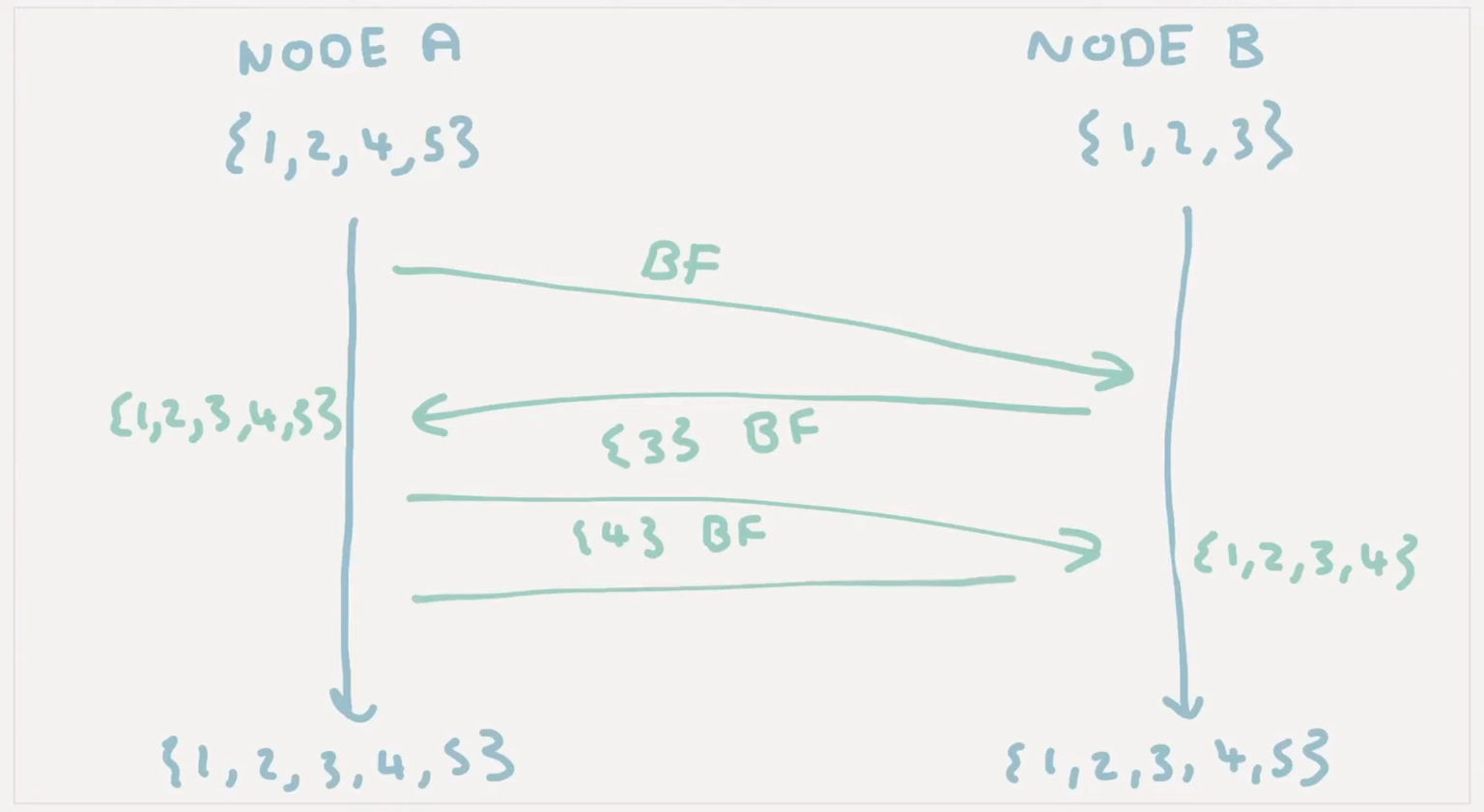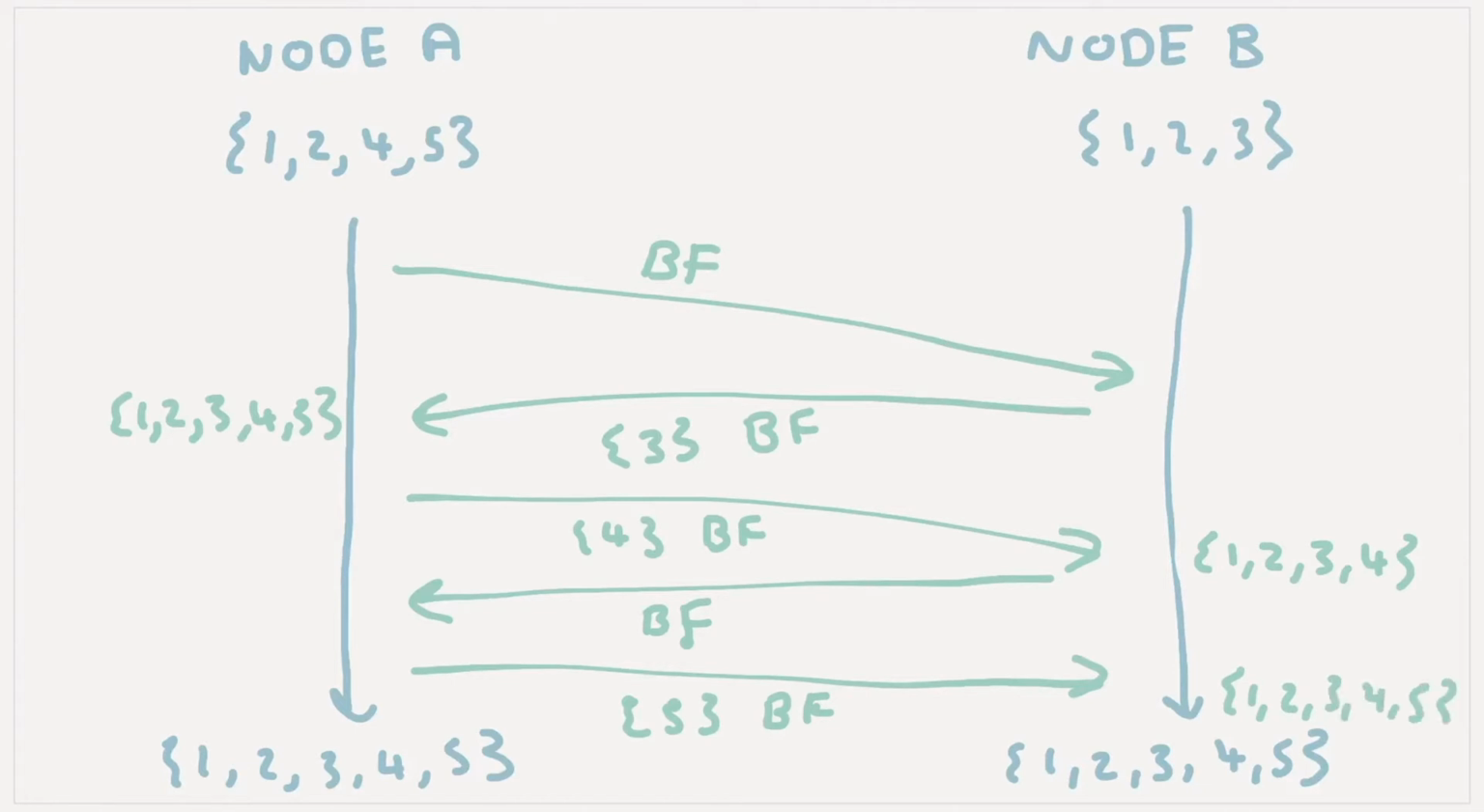However, the algorithm's going to run another round with the Bloom filters again, and this time node A will realize that element 5 is missing and will send element 5 to node B. And this is how the algorithm works. So it goes through many rounds, and as it does so, the sets grow and they converge towards the union of the two original sets. What's really neat about this algorithm is that they're able to compute exact set reconciliation using an approximate data structure.